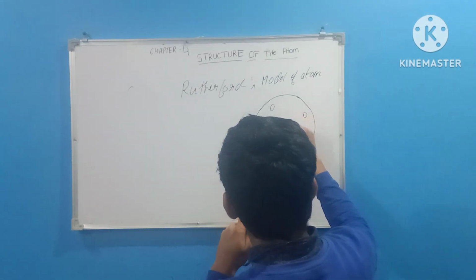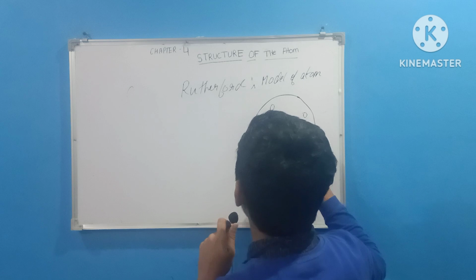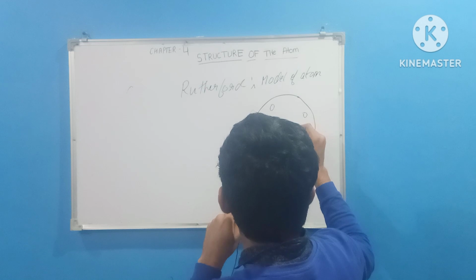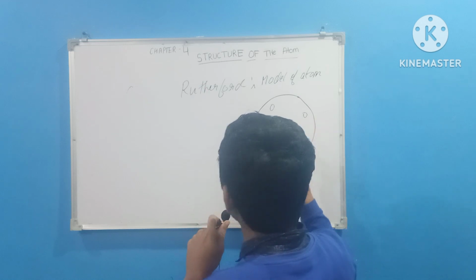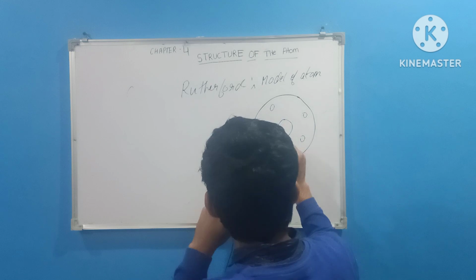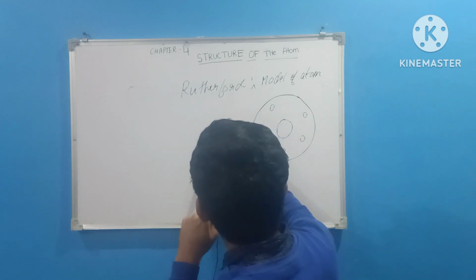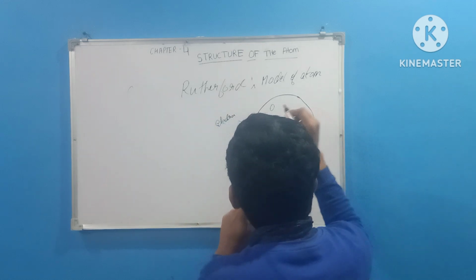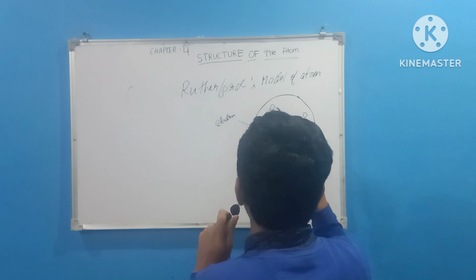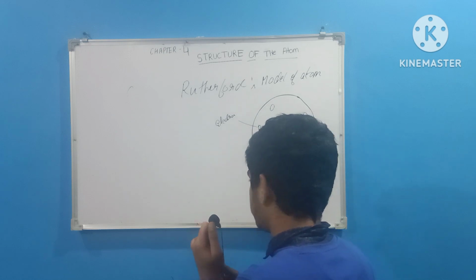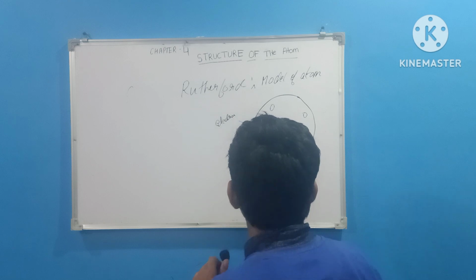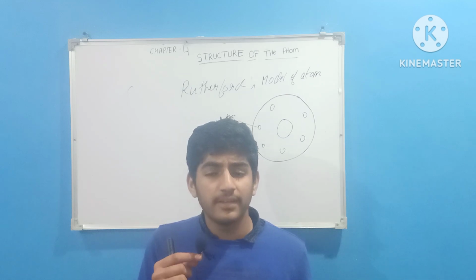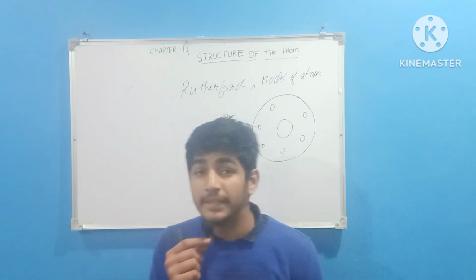According to Rutherford, the mass of the whole atom is present at the center of the atom, and this nucleus is positive charge, and all the electrons, these are electrons, revolve around the nucleus. So let's go further to the next scientist, Niels Bohr.